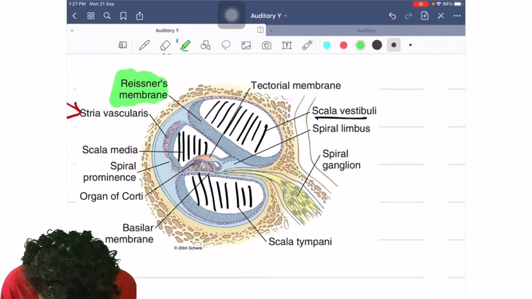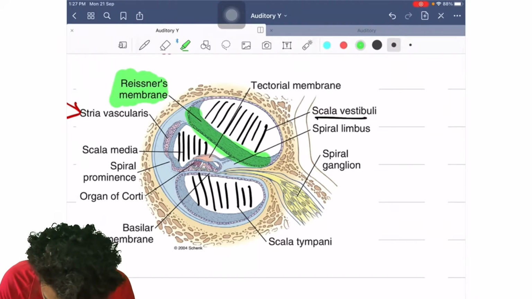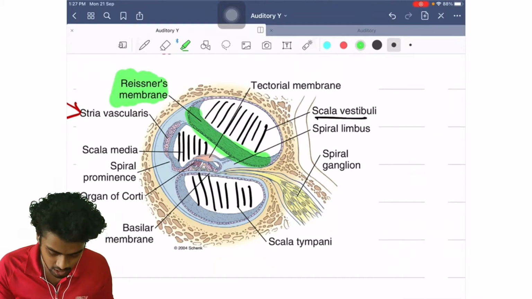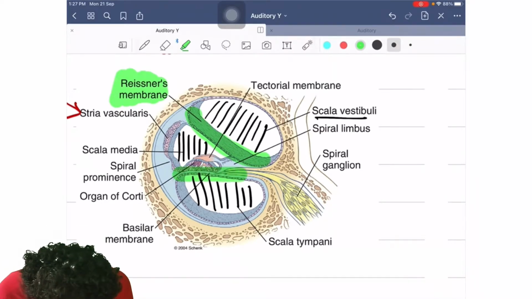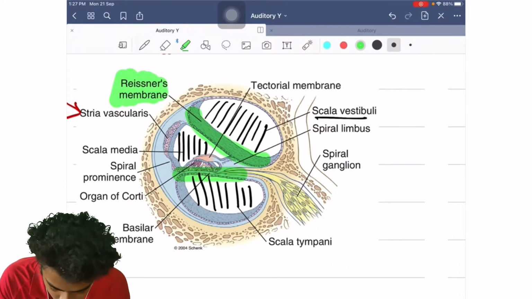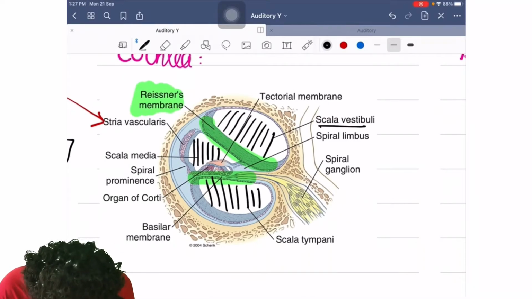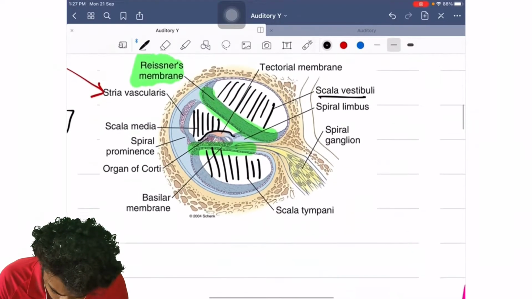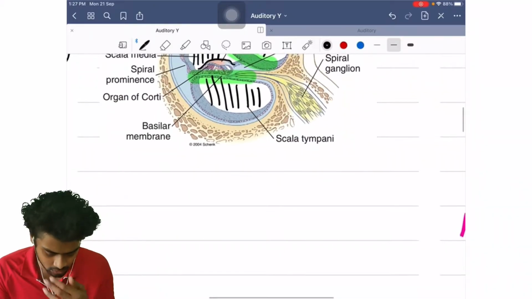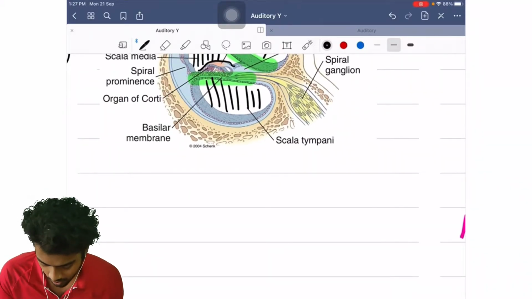With the help of Reissner's membrane, they are actually separated from each other, and with the help of the basilar membrane, which means the scala media and the scala tympani are separated by the basilar membrane, where the organ of Corti is actually lodged. Okay, what is the cochlea actually? The cochlea has 3 tubes.